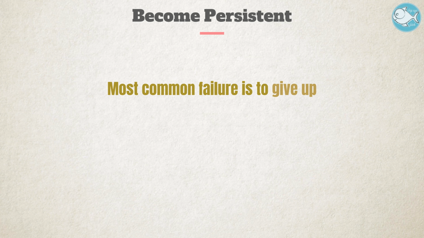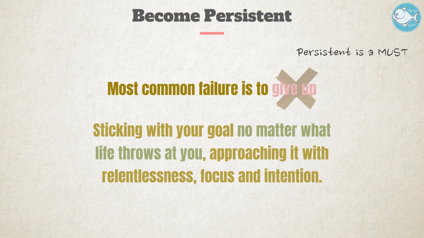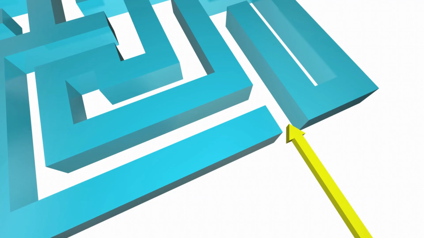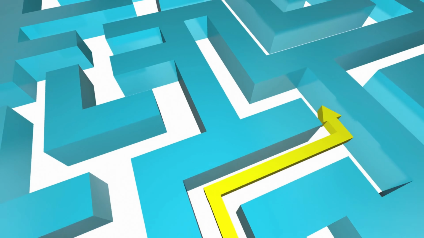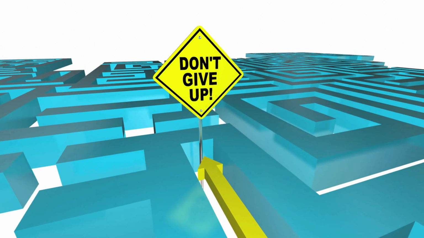One of the biggest and most common failures in reaching a goal is to give up. You must become persistent. Being persistent means sticking with your goal no matter what life throws at you, approaching it with relentlessness, focus, and intention. It means never giving up until the objective is achieved. This is similar to the step "keep the ball rolling" in the previous short-term goal video, but not entirely.